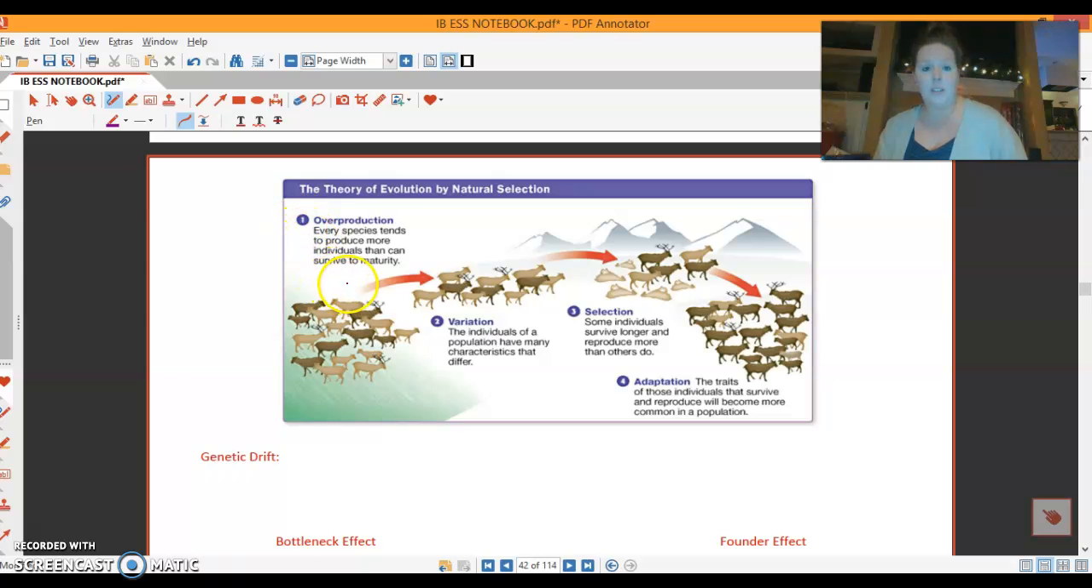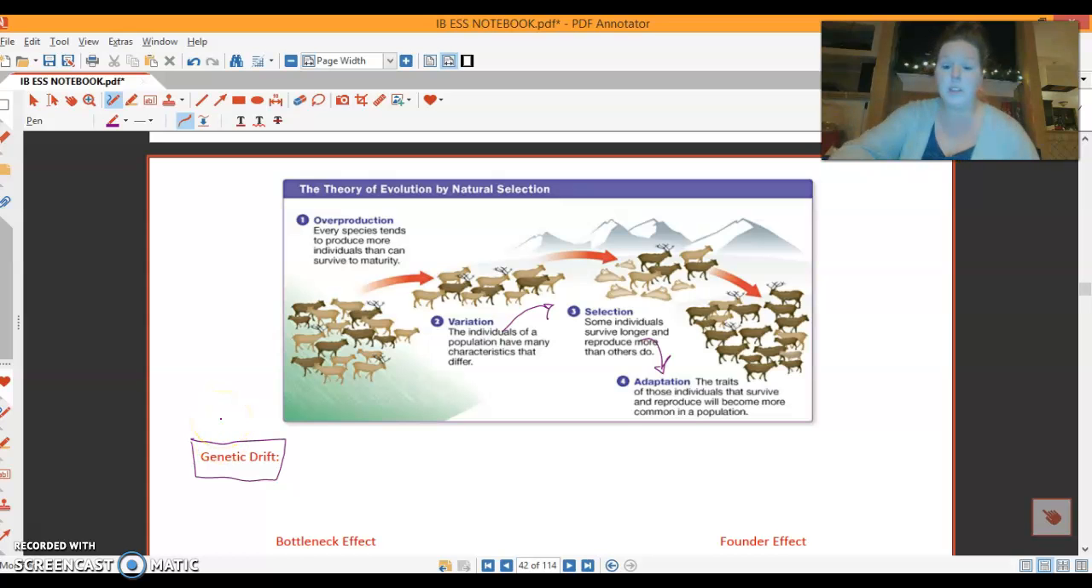So you have overproduction, so there's way more babies born than will survive. And that's because, obviously, there's predators, there's disease, there's lack of resources, okay? So overproduction. Variation. So the individuals that have the most favorable traits will survive, okay? They will pass those traits on to their offspring, okay? And then slowly over time, it's going to cause this population to be better adapted to the environment. That's natural selection. Okay, now, genetic drift is a concept that also causes evolution.